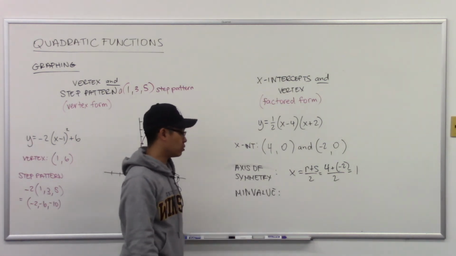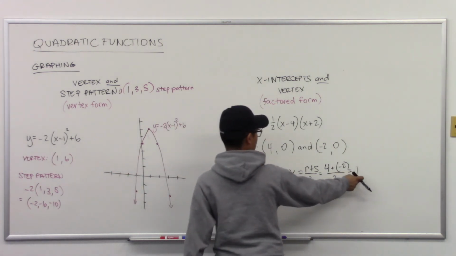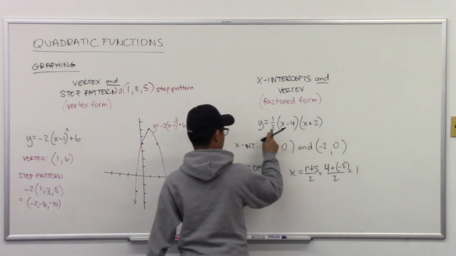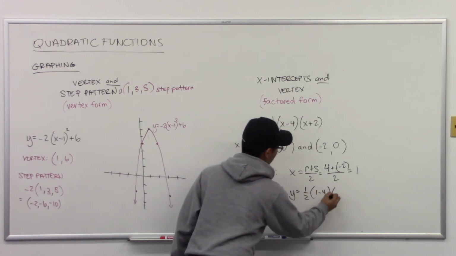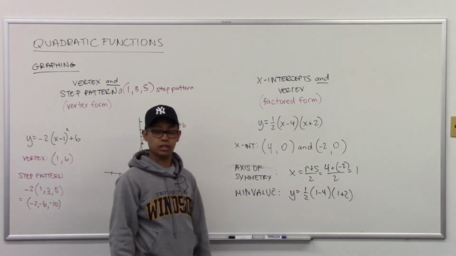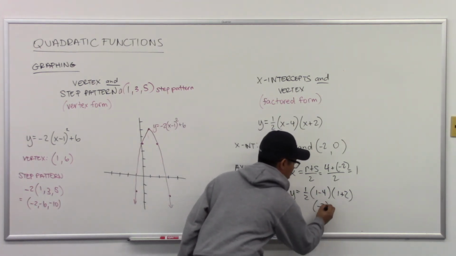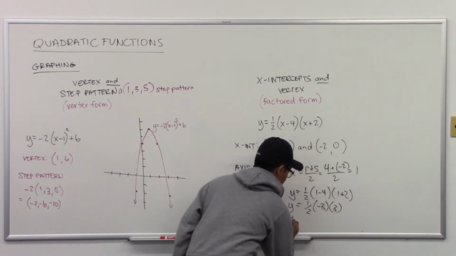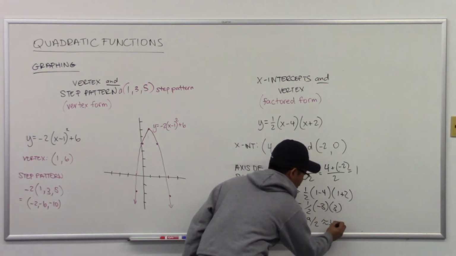So for the min value, what's the process? You substitute the axis of symmetry in for x. Yes, so you go y is equal to 1/2 (1 minus 4)(1 plus 2). What did I say would happen here? You should get all the same numbers. Not all, just these two. Same numbers, but different signs. 1 minus 4 is -3. 1 plus 2 is 3, times 1/2. You end up getting -9/2, which is about -4.5.